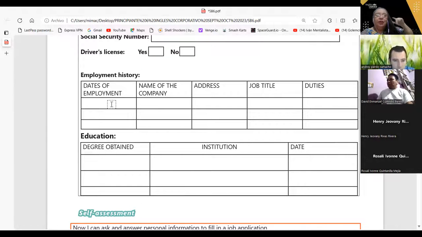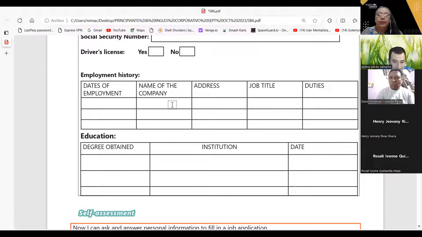The latest one that you have had is what you are going to write here. Then the second and the first. If you have only worked once in your life, you write it here. The dates of employment, from 2020 to 2022, for example. And now I don't have employment.